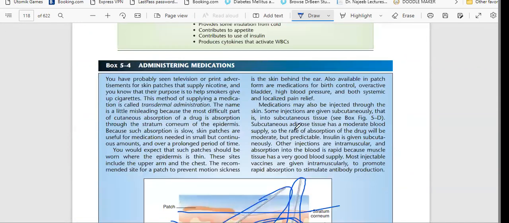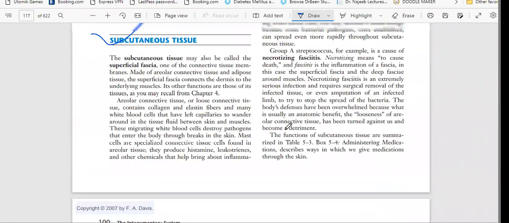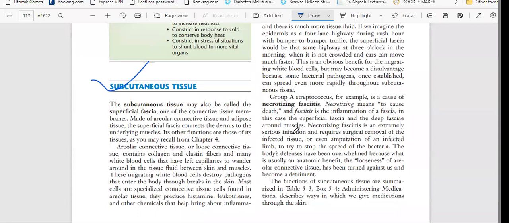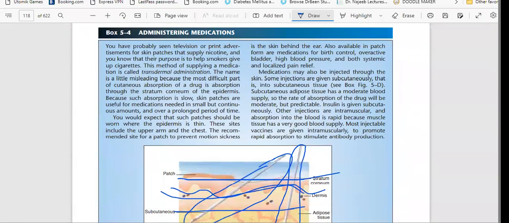So we have one topic that we will cover in coming classes. Next, we will conclude that our integumentary system is complete. Okay, friends, so we'll conclude here only. If any doubt, you can ask.